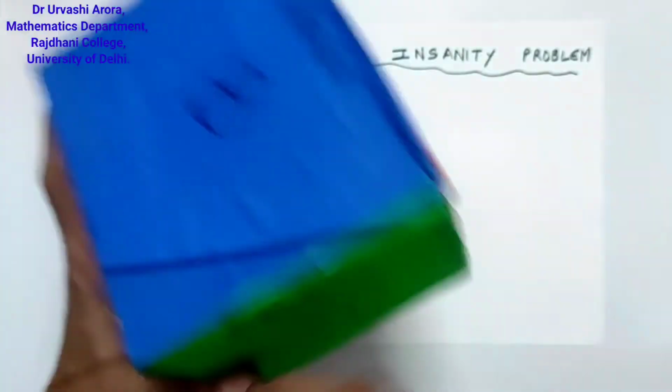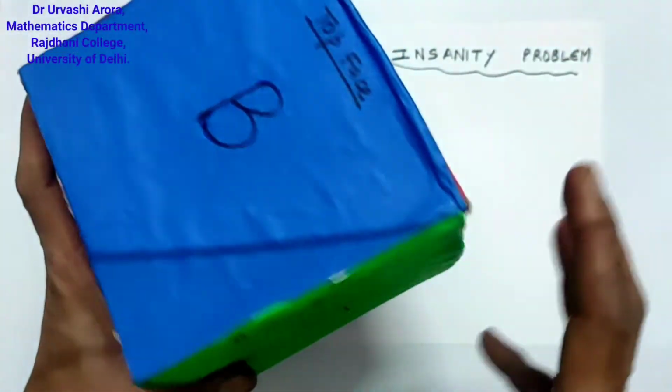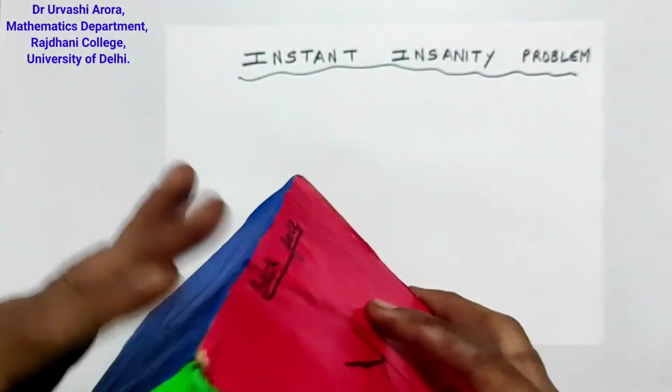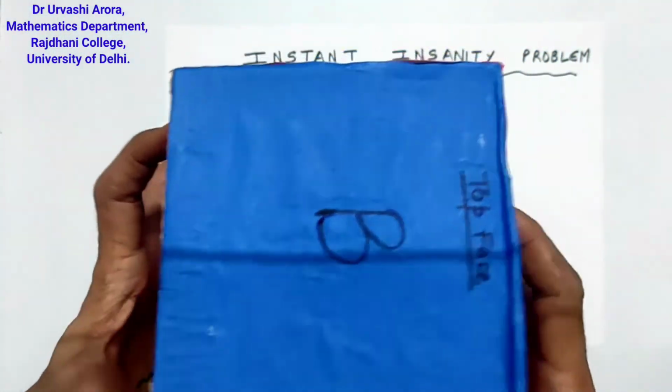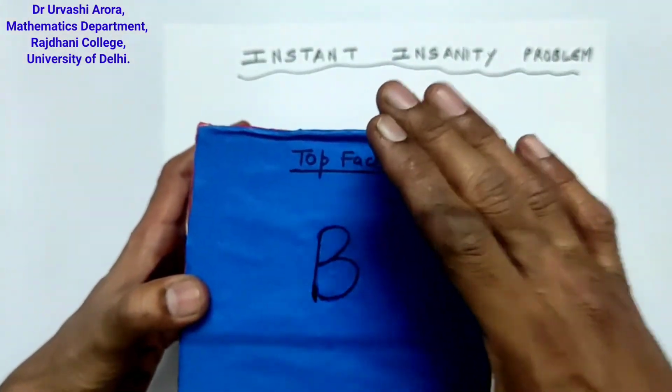And the pattern of colors can be in any order, or the number of faces that are painted with these colors can vary. But basically these four colors are used to paint the faces of the cube. And now the point is that you have to place these four cubes one above the other.